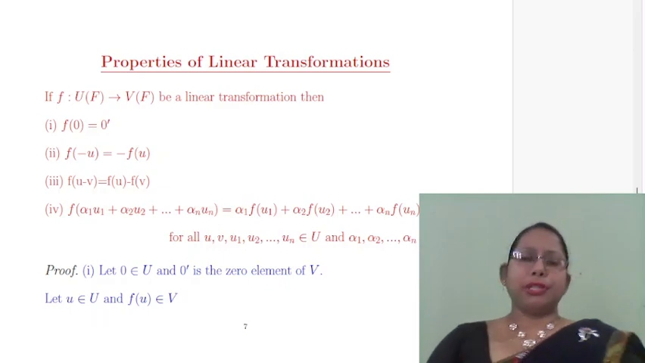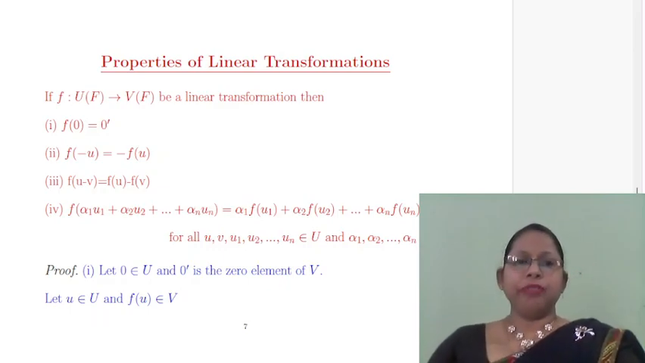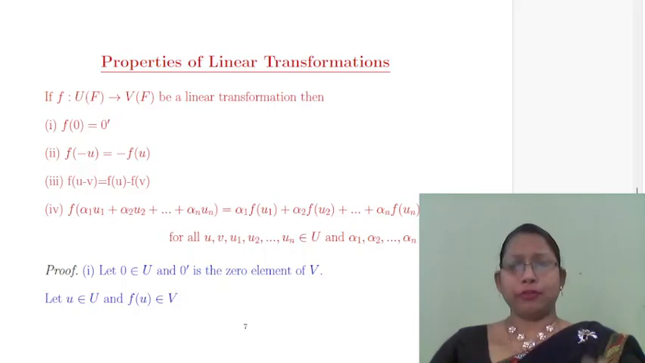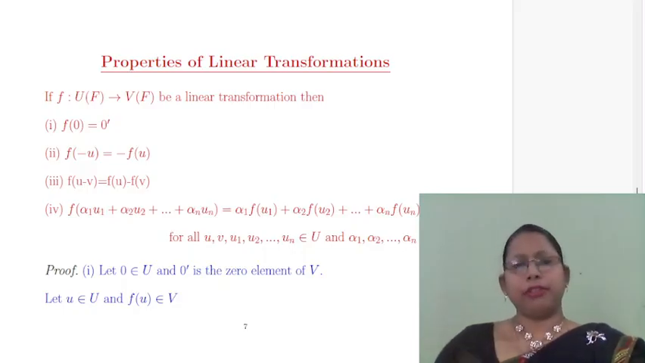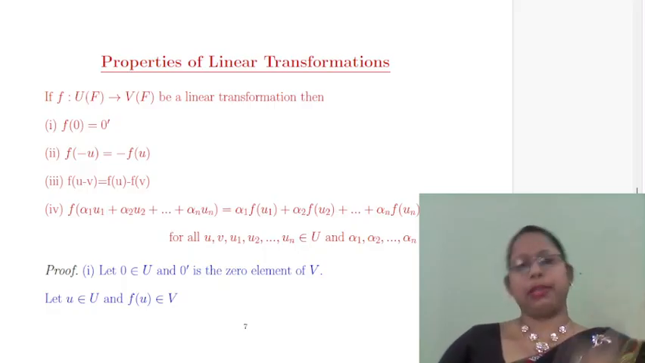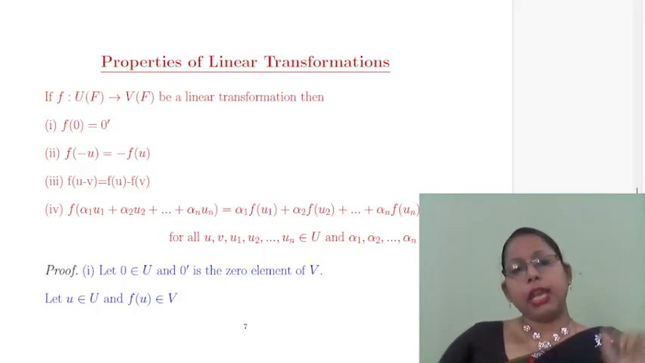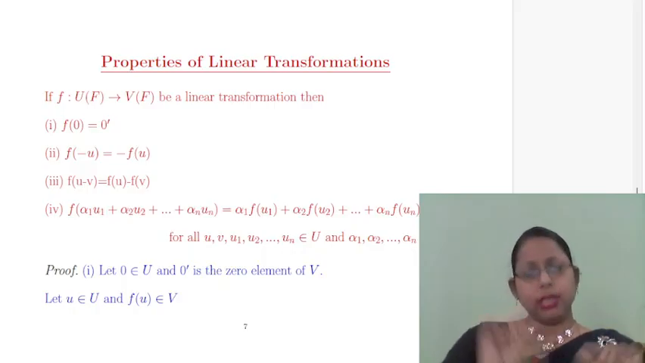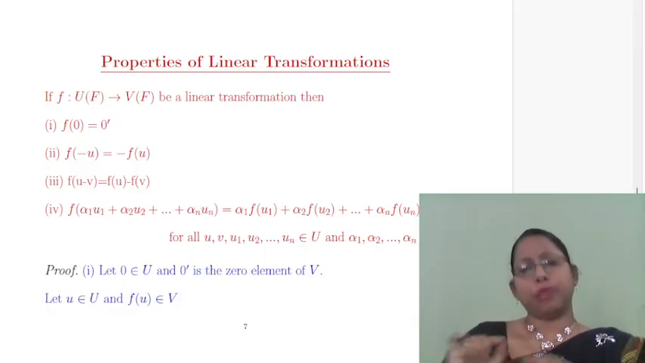Next is properties of linear transformation. If f from U(F) to V(F) is a linear transformation, then f of 0 is equal to 0 dash. That means the image of the 0 in U is equal to the 0 dash of V. And second, f of minus u is equal to minus f of u. Third property, f of u minus v is equal to f of u minus f of v.